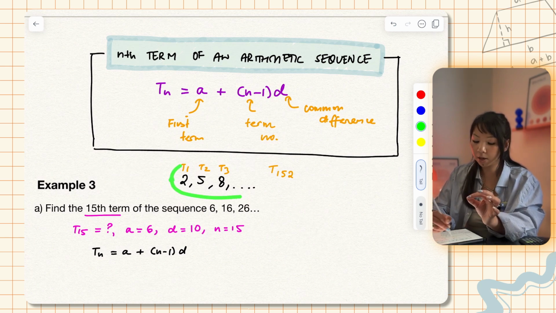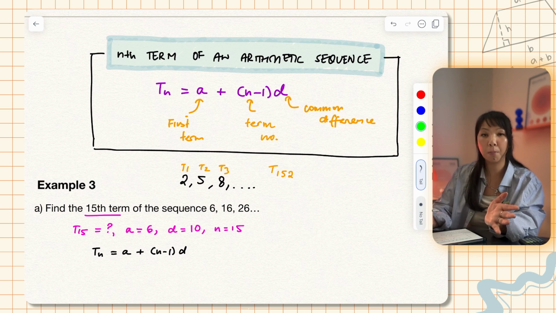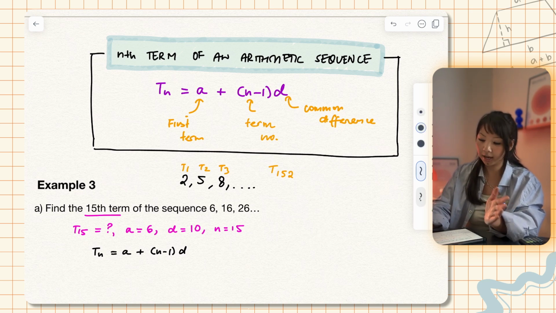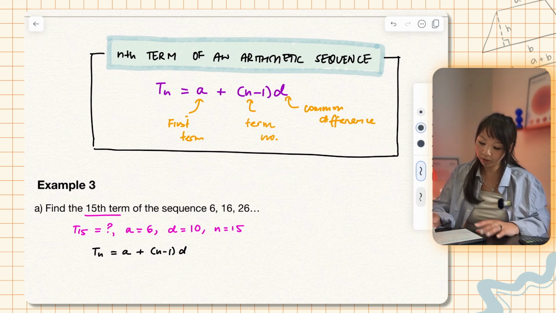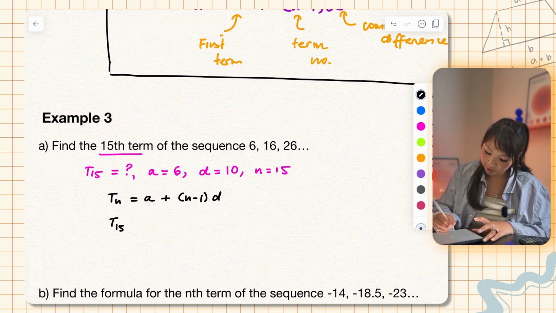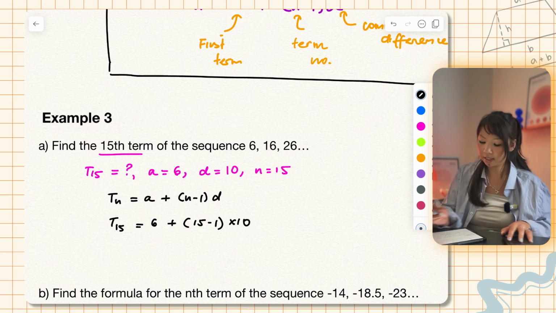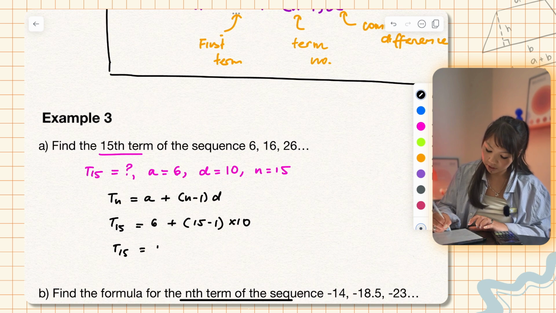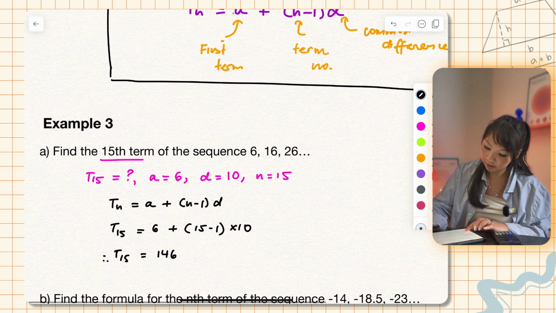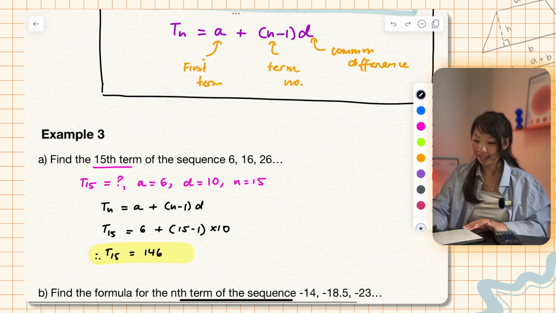So that's why plugging all this information into this Tn formula is going to make it much simpler for us. Okay, much less work. So we get Tn is the 15th term, A is 6, N is 15, so 15 minus 1, and our common difference is D. So we get that the 15th term is 146. Lovely, so we don't have to keep adding 10 every time to get that.